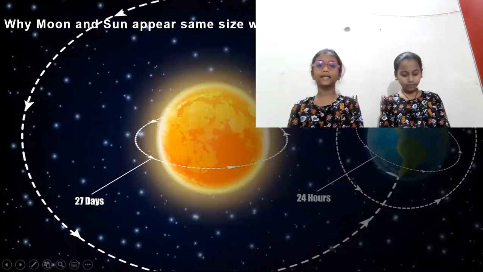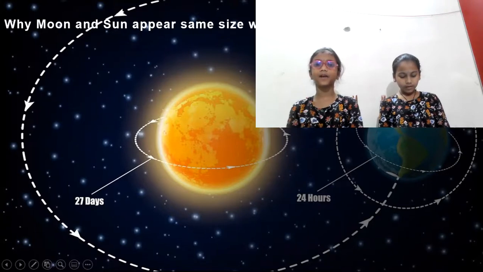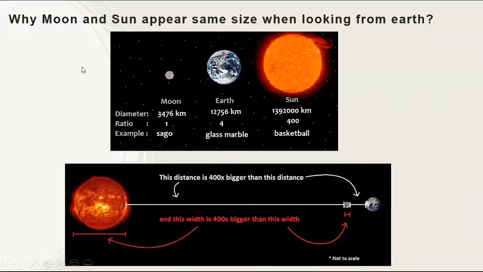Why do the Moon and Sun appear the same size when looking from Earth? The Sun's distance from Earth is about 400 times the Moon's distance, and the Sun's diameter is about 400 times the Moon's diameter. Because these ratios are approximately the same, the Sun and the Moon as seen from Earth appear to be approximately the same size.